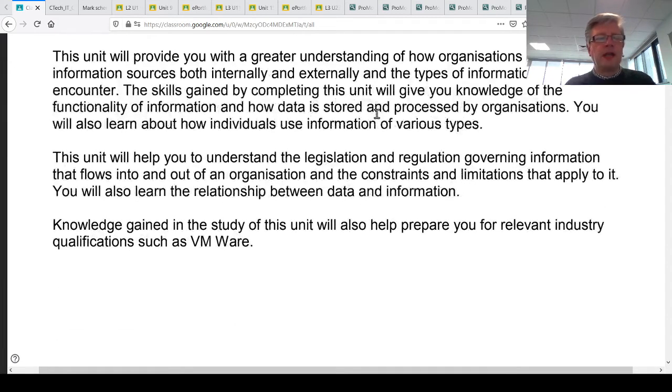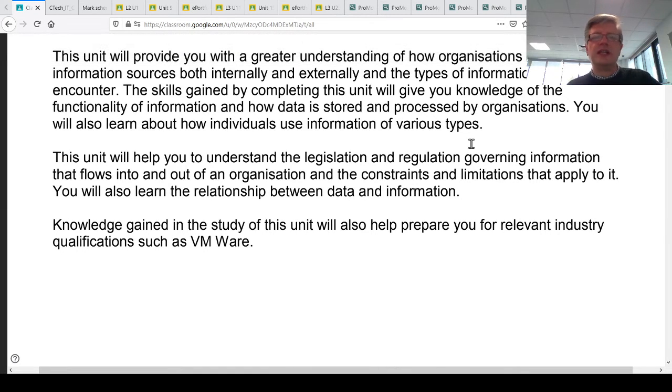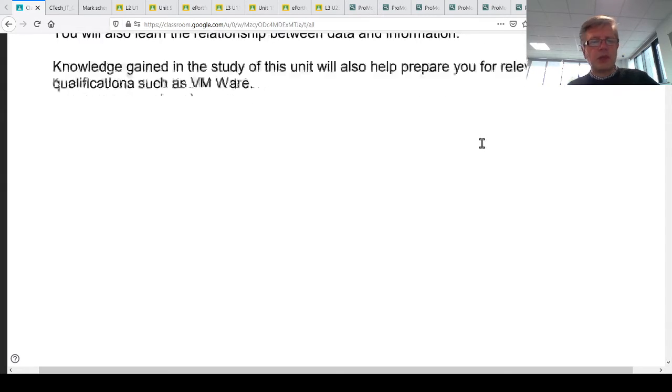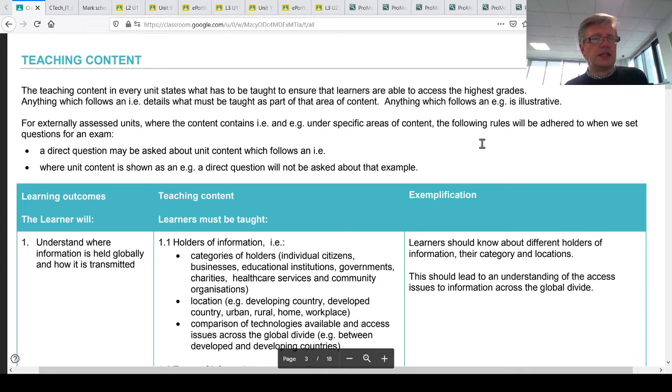organisations. And the whole purpose of this unit is to provide you with a greater understanding of how organisations and individuals use these information sources, both within and outside of their organisation, the kind of information that they have and use, the data they collect, how they convert it into usable knowledge, and so on. So if we scroll down, we can see the teaching content is listed for us here.